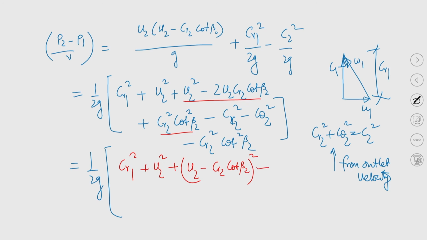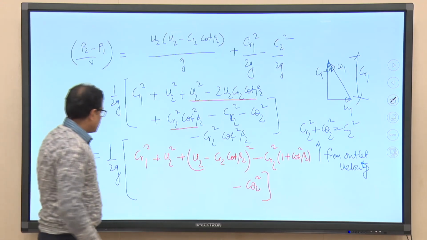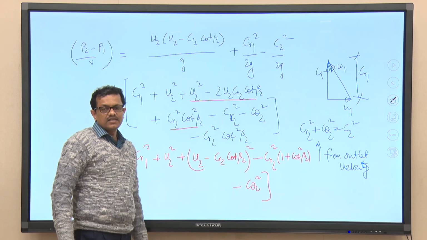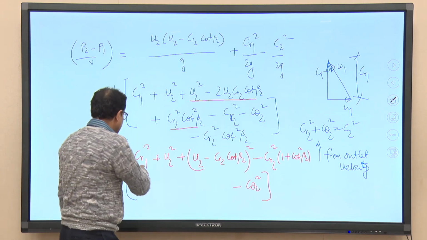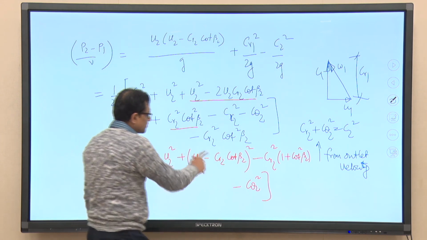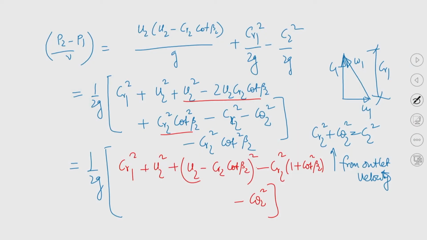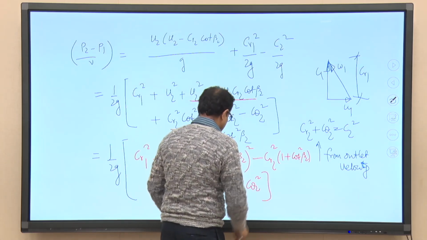So, that is minus CR2 square into 1 plus cot square beta 2 minus C theta 2 square. So, this is the expression that we can write from here. This is the final expression we can write, but till now we could not reach the expression that is sought for. So, basically CR1 square plus u2 square, this expression is there. I have added this quantity, and I have subtracted this quantity. I have just taken CR2 square outside, 1 plus cot square beta 2 minus C theta 2 square.